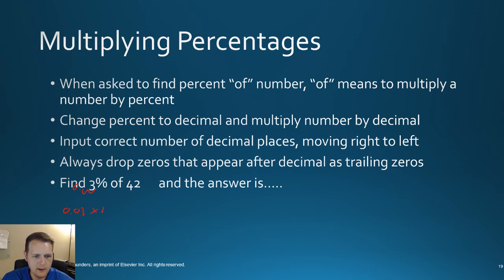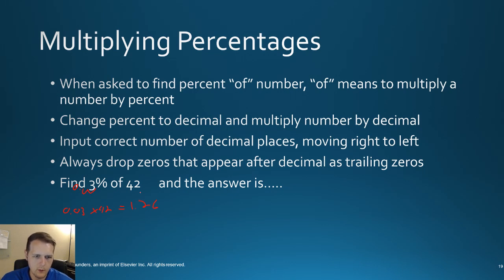And again, I really apologize for my poor handwriting here, but you guys will have to deal with it. So 0.03 times 42, and what does that equal out to? I have to get my calculator out because I did not put it on here. But 0.03 times 42, and what do you get? It should equal out to 1.26. So you would say that 3% of the number 42 is 1.26, right?